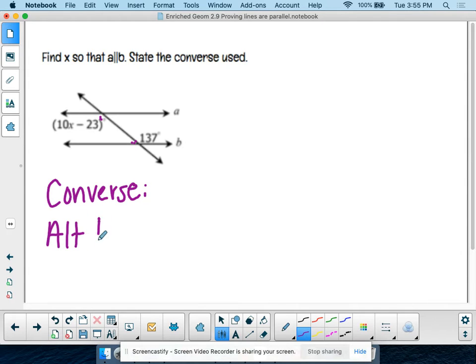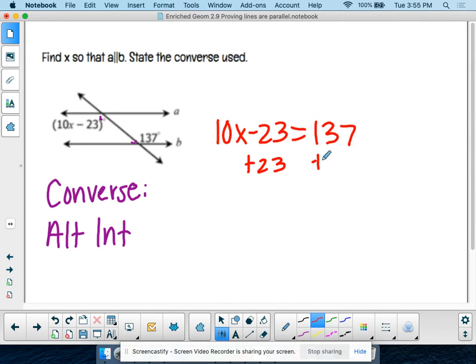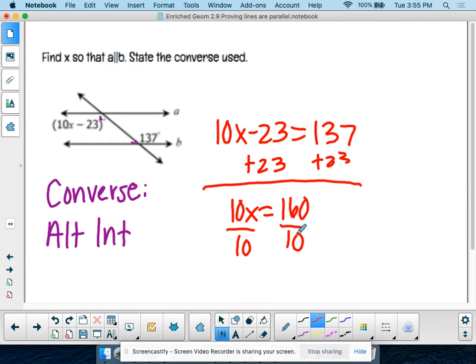Alternate interior angles. And now we gotta think, our alternate interior angles, do you want them to be congruent or supplementary? And I hope you're thinking congruent, so set them equal to each other. Add over that 23. And divide out. You should get a whole number of 16. Beautiful.